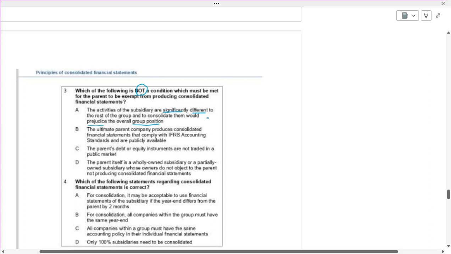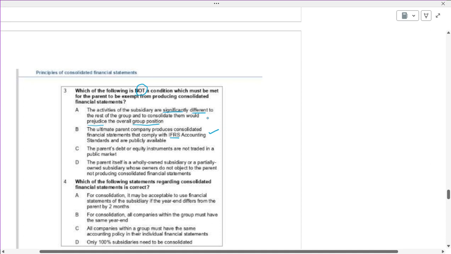There is no condition that if you are in automobile, you have to acquire another automobile company only. If you are in banking, you have to acquire another banking company only. There is no precondition. The ultimate parent company produces consolidated financial statements. That is, the parent company prepares the financial statements as per IFRS. Which is not a condition? This is a condition.